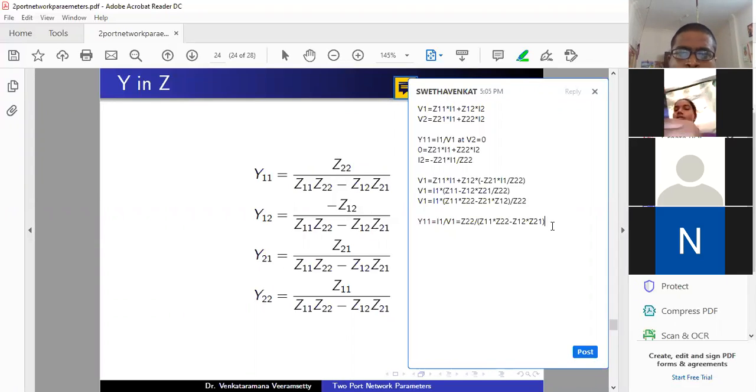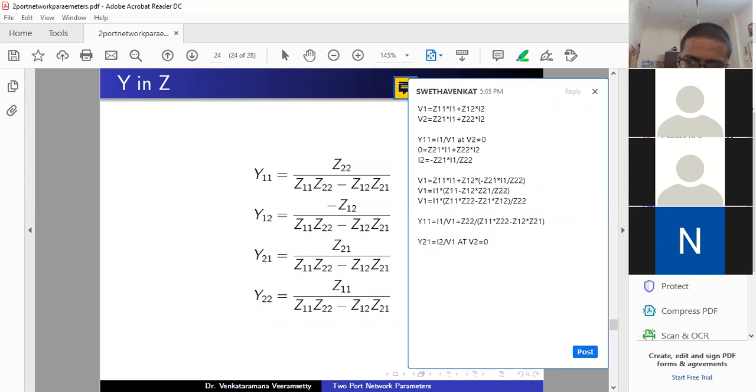Similarly, I want to find Y21. What is the definition of Y21? Y21 is equal to I2 by V1 at V2 equal to 0. Do you remember? So at V2 equal to 0, we can use this equation directly, right?